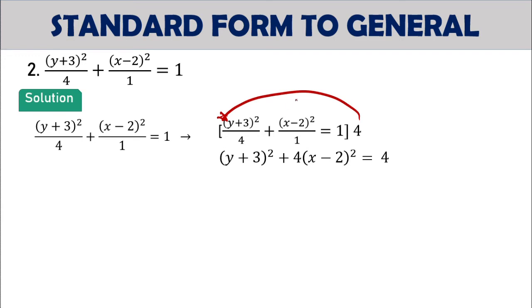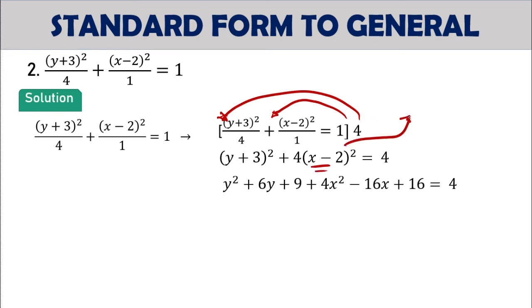So, here, 1 naman yung denominator niya. So 4 times 1 divided by 1. So, 4 times quantity x minus 2 squared equals 4. And expand natin yung expression na y plus 3 squared. So, it will give us y squared plus 6y plus 9 plus 4. By the way, here, kasi sinorkat ko na, it will give us x squared minus 4x plus 4. Tapos, multiply natin ng 4. So, that's why it will give us 4x squared minus 16x plus 16 equals 4.